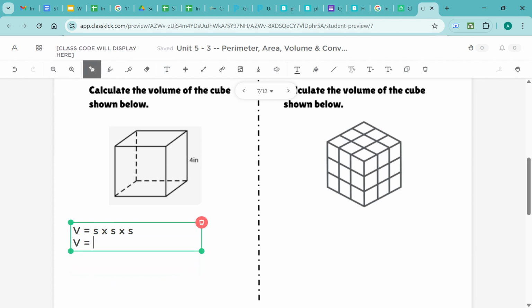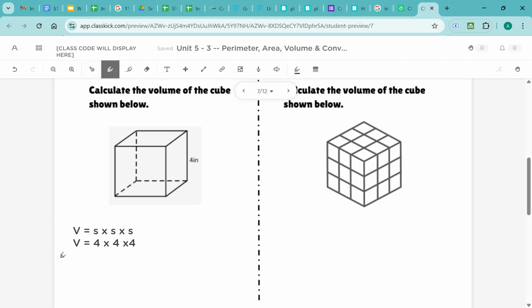So what is my side here? My side length is 4. Every side length on this shape is 4 because that's a cube. Cube, every side is the same. So I'm going to do 4 times 4 times 4. Solve this: 4 times 4, I get 16. I'm going to multiply that by 4.